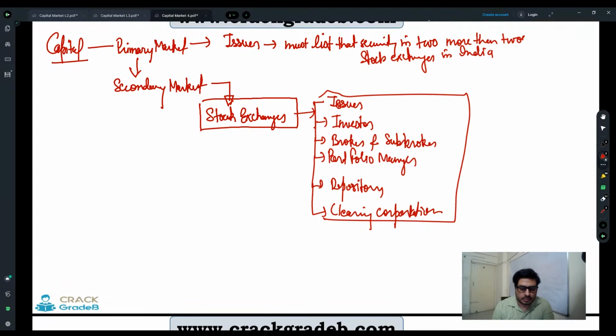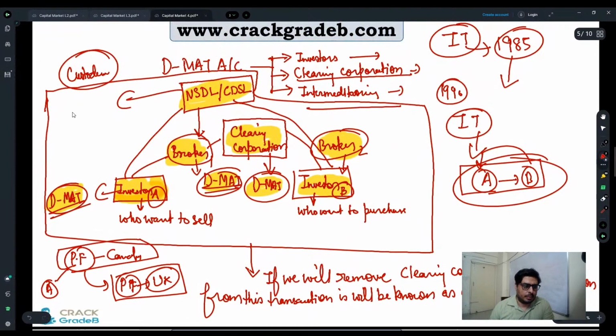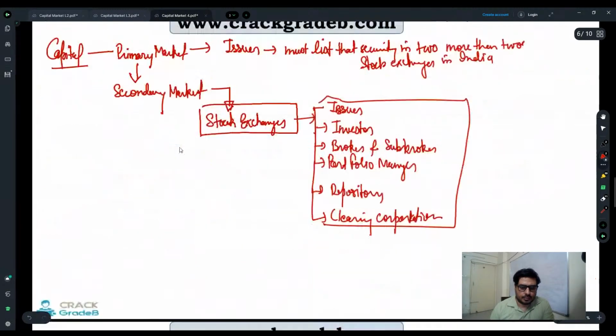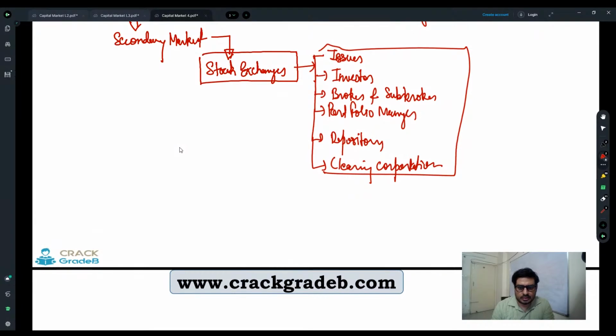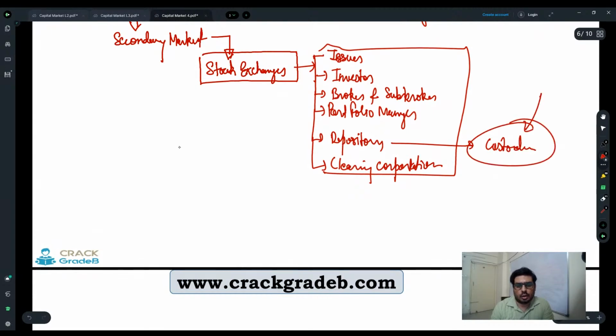So all these are the participants. And in last class, I told you how the transfer of the security happened. I explained it here. And I told you before depository, it was custodian. But right now, custodians' work in the stock exchange is almost replaced by depository, and they are more relevant for the purpose of mutual fund and gold related trade. There they work as a custodian, right?